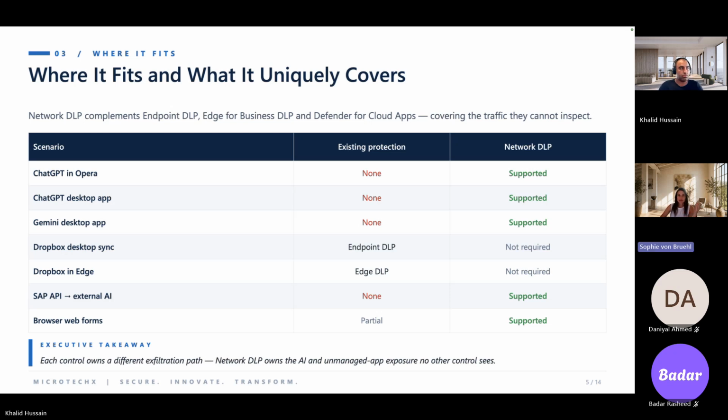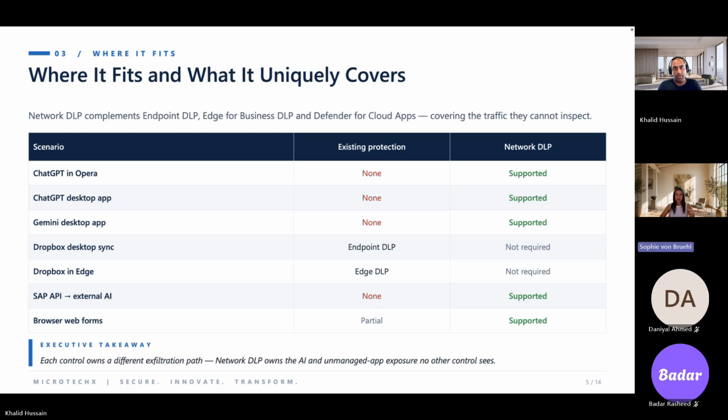Yeah, it's the same for ChatGPT or Gemini, it does not make any difference. For Dropbox Desktop Sync it's different, because there we can use endpoint DLP and we do not need network DLP. We can insert all the uploading services like Dropbox or others in the endpoint DLP settings and cover it through that, as long as we know exactly which services we want to cover.